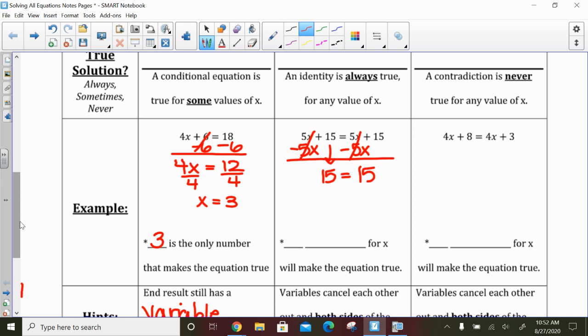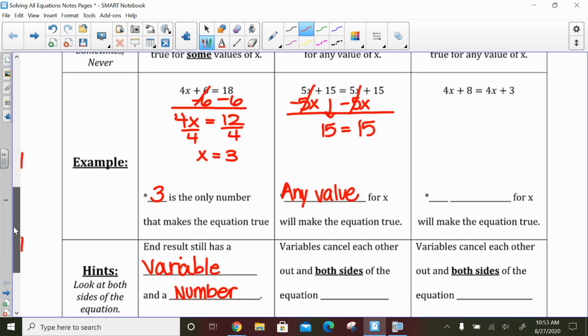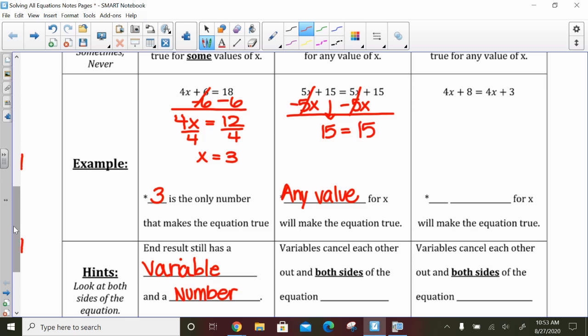So any value for x will make the equation true. You can identify that type of solution if your variables cancel each other out on both sides, and then both sides of the equation are identical, or the same.